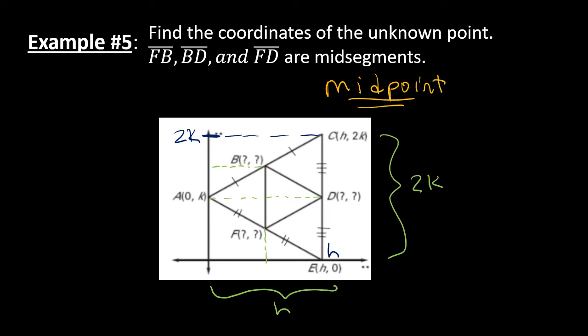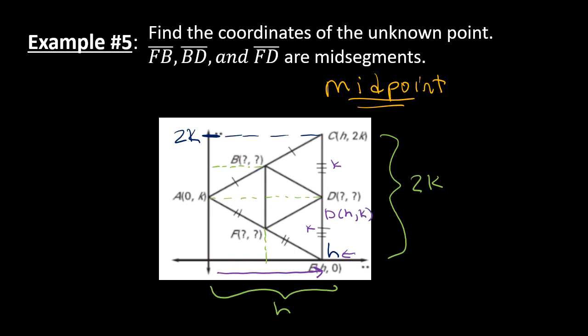So if we look at my picture, I'm going to take point D first. Point D, how far am I going to go over? Well, I'm going all the way over to this line, which we've already determined is H units. I am not going up 2K, but this segment is K and this segment is K, so I am going up K.